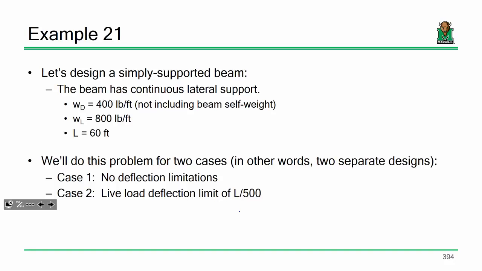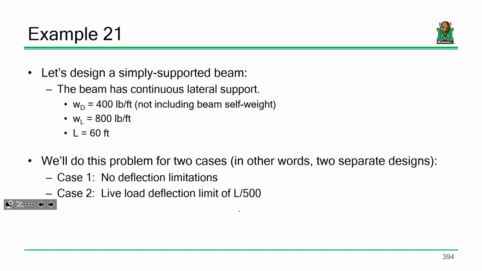We'll worry about that later. It has 400 pounds per foot of dead load, not including the beam self-weight, so that means we're going to have to assume a value. And then we have a live load of 800 pounds per foot. Now, this is a really long beam. This is a 60-foot long beam. So this is long. Okay, so we're going to do this problem for 2 cases.